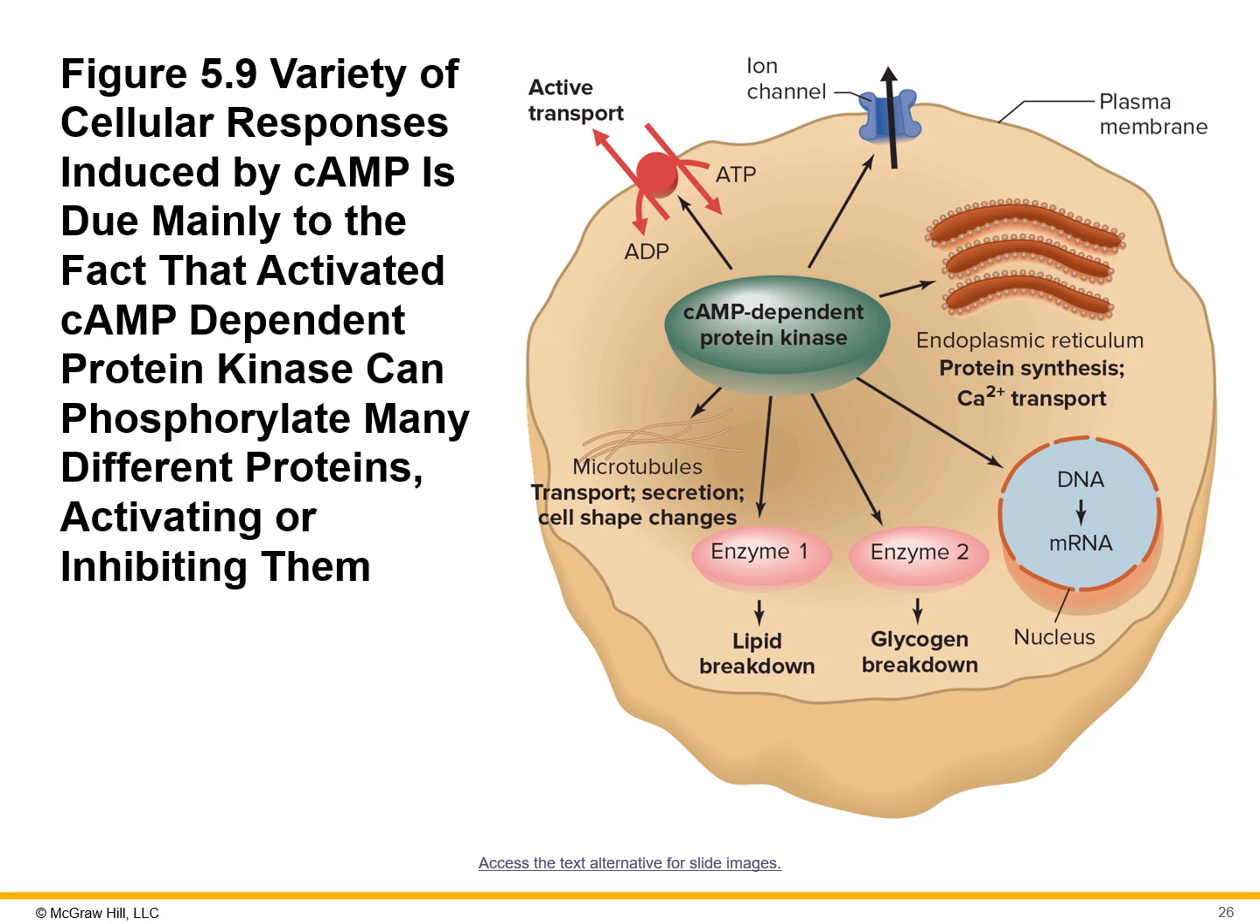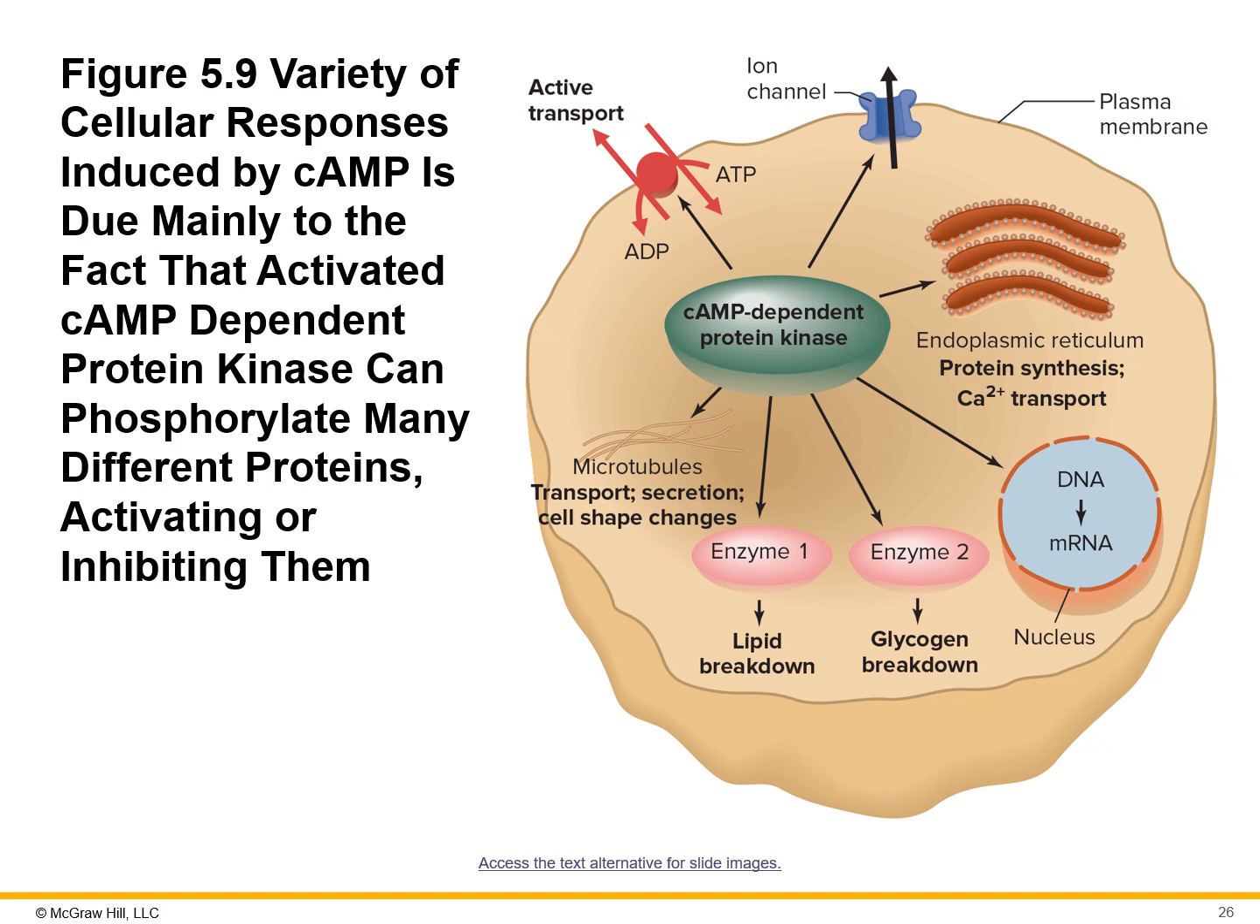So, cAMP protein kinase can affect other enzymes. It can affect ion channels. It can affect endoplasmic reticulum, so that transport of substances after protein synthesis is initiated will be able to be sent out in vesicles and sent to where it needs to be. It can help with making microtubules, which are a part of transport, secretion, cell shape changes.